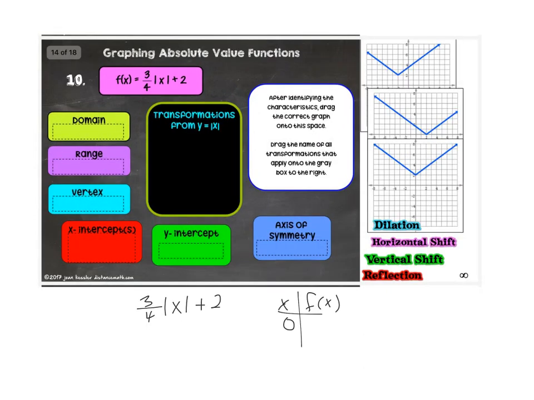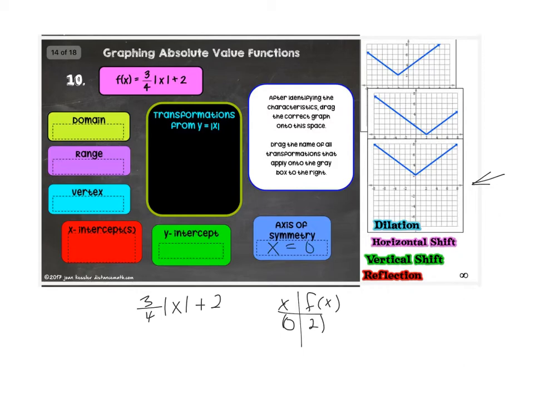Alright, so this one is just absolute value of x, and that means we can use 0 and that's going to tell us that the vertex is at the absolute value of 0 is 0. 0 times 3/4 is still 0. 0 plus 2 should give us 2. So we're looking for a vertex at 0, positive 2. That tells us right here it's going to be this graph. Axis of symmetry is x equals 0.